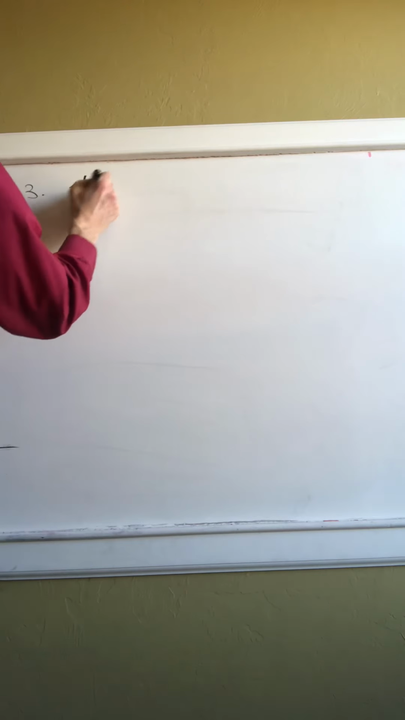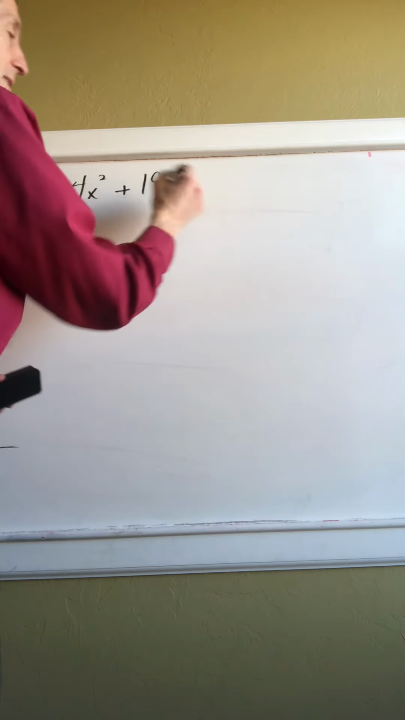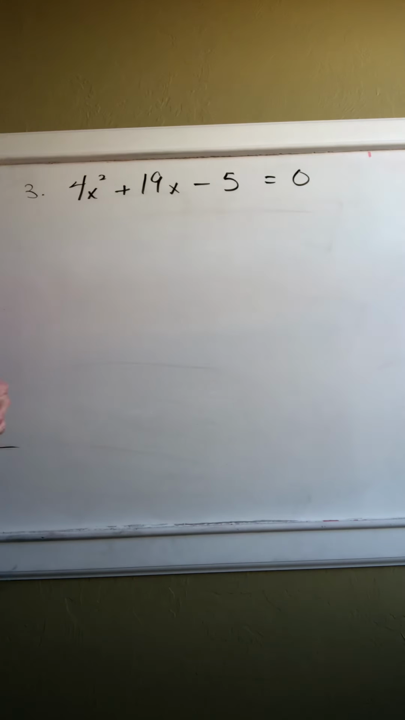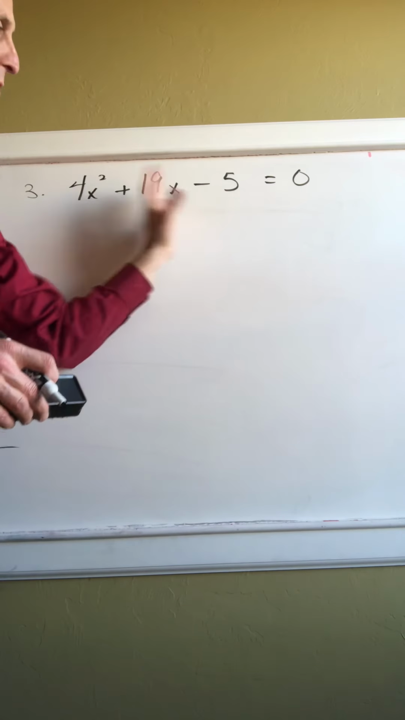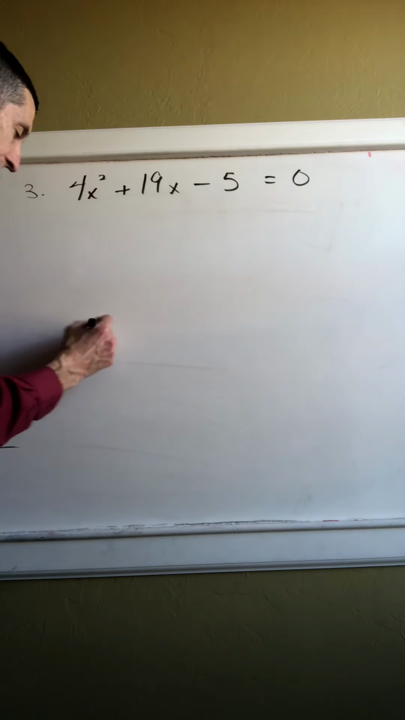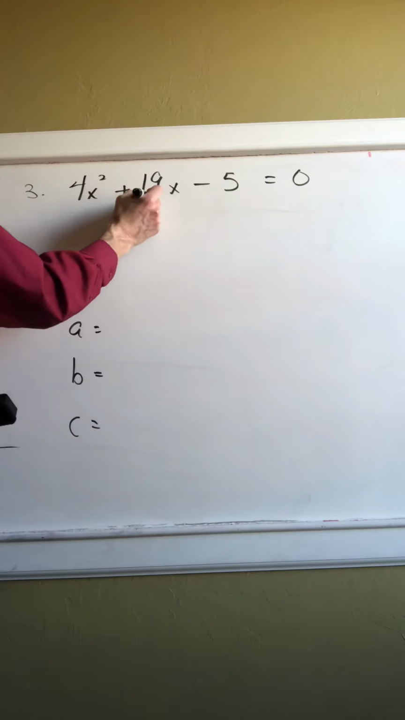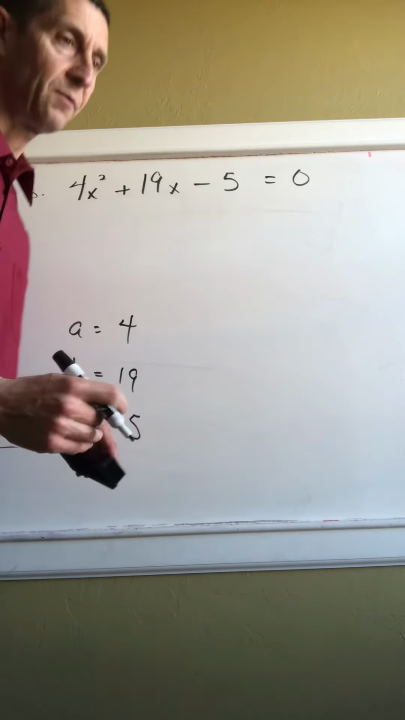So here we go, 4x squared. I'm about to scare you guys to death. I'm writing 19 on the board. I just wrote a 19. Okay, so last example, here we go. We've got everything set equal to 0. Once we've got everything ready to roll, you can pick out your A, B, and C. So I've got a 4, I've got a 19, and a negative 5. 4, 19, negative 5.